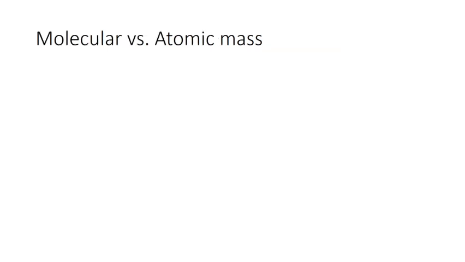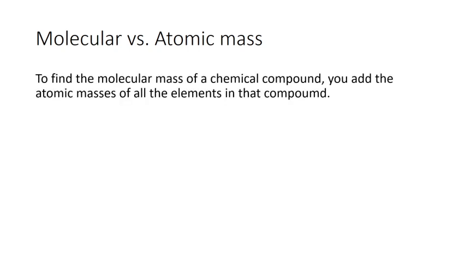So, difference between molecular and atomic mass. Hopefully you remember this, that elements have atomic mass and molecules or compounds have molecular mass. So to find the molecular mass of a chemical compound, you will add the atomic masses of all the elements in that compound.